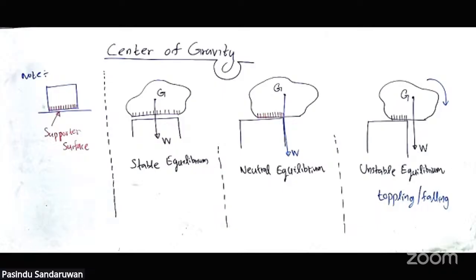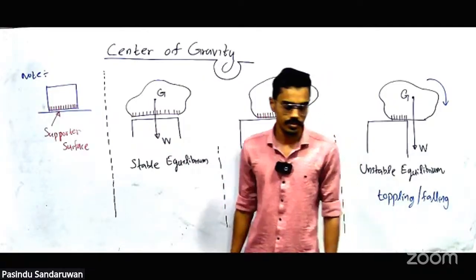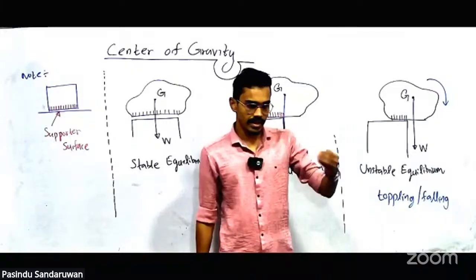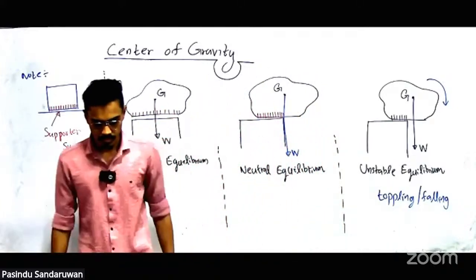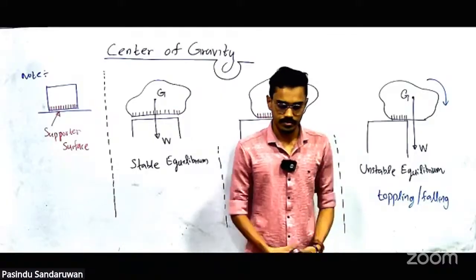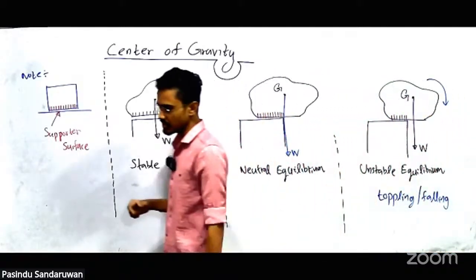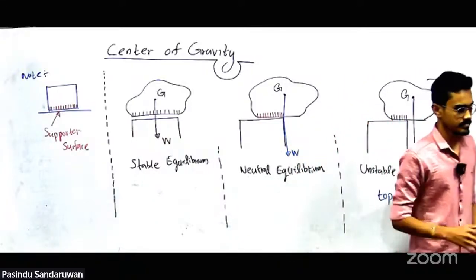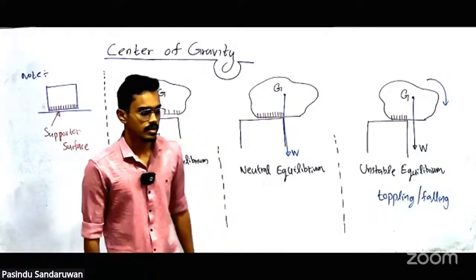The minimum condition to be satisfied by an object to be in equilibrium is the center of gravity being at the edge of the supporter, within brackets, neutral equilibrium.